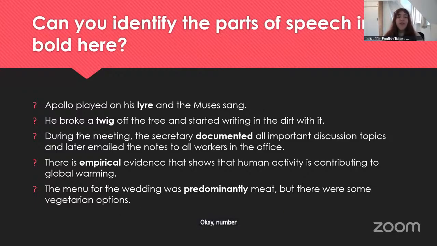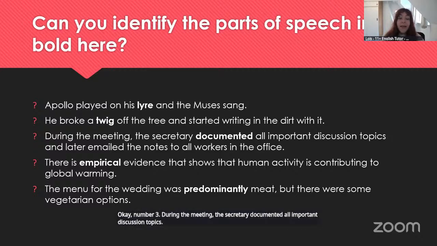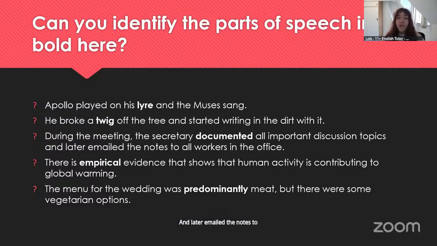Okay, number three, during the meeting, the secretary documented all important discussion topics and later emailed the notes to all workers in the office. So the word documented, what word type is that?